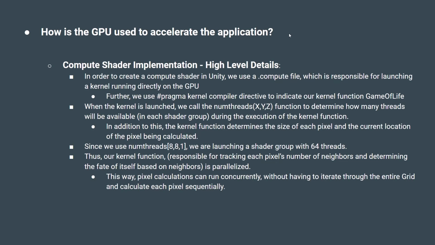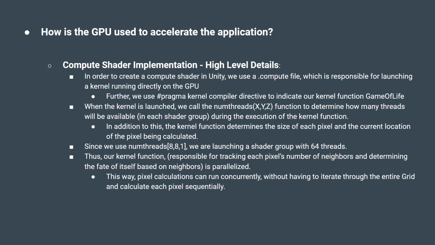Firstly, in order to create a compute shader in Unity, you need a .compute file, which is going to be responsible for launching a kernel and running directly on the GPU. Within that file, we're using a pragma kernel compiler directive to indicate our kernel function, which is called game of life. Then when the kernel is launched, we call the function numthreads to determine how many threads will be available within each shader group during the execution of the function.